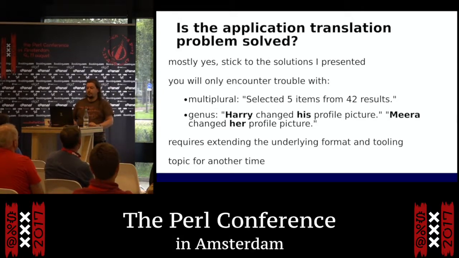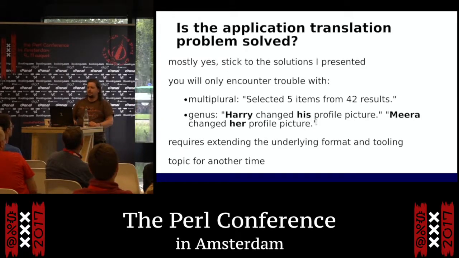You will only encounter trouble with multi-plural, so messages like these, where you have this can be one or more, and this can be one or more. This is not supported by the underlying technology, or this is an example of grammatical gender. Mark says Locale::TextDomain-style reporting, my library, supports these features, and also extraction. Okay, where was I now?